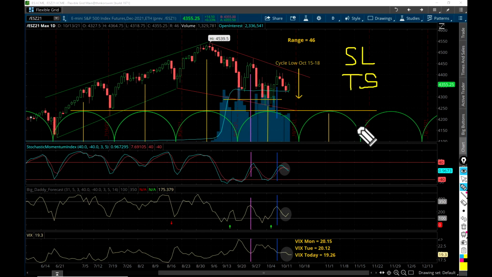Okay, for some of you that are working during the day and you can't sit and watch the computer, I totally get it. You might want to use OCO orders. That stands for one cancels the other. So basically, you're placing 2 trades at once. If one of those 2 trades gets executed or filled, it cancels the other one automatically.